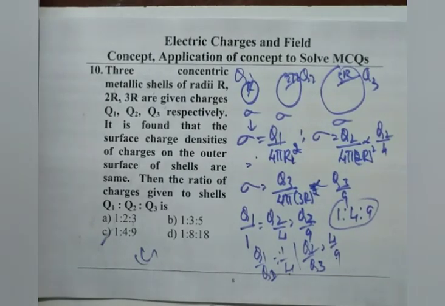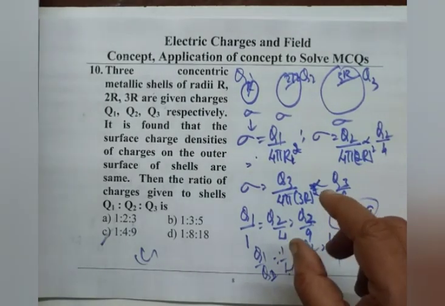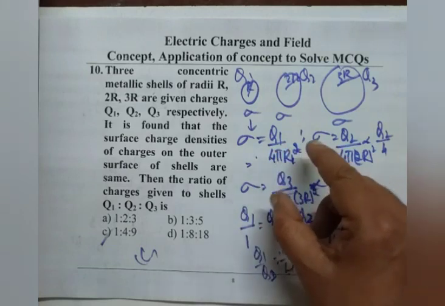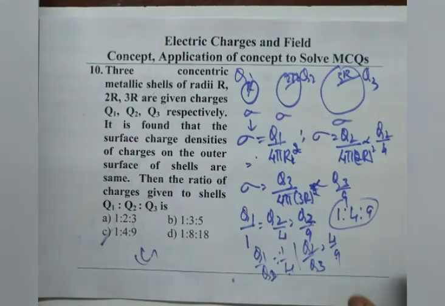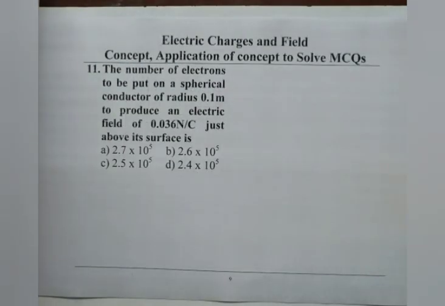Observe here, in this numerical, we used the definition of sigma, the surface charge density, and we applied it. So we go for the next question, the 11th one. We read it. The number of electrons to be put on a spherical conductor of radius 0.1 meter to produce an electric field of 0.036 Newton per coulomb just above its surface.